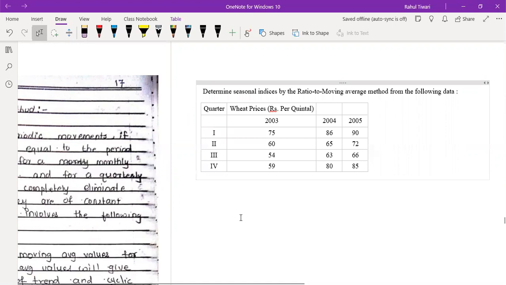If you look here, we have been given the quarterly data. We have data for 4 quarters: 1, 2, 3, 4. So for 2003 we have 4 quarters, for 2004 we have 4 quarters, and so on. First of all, we need to arrange the data to get the moving average. So we'll go by the solution.